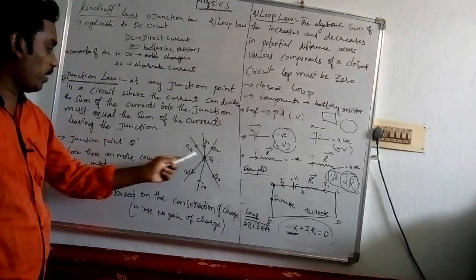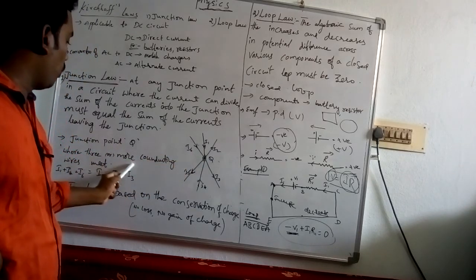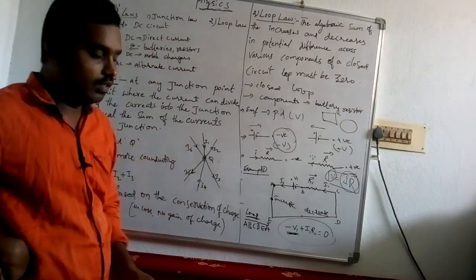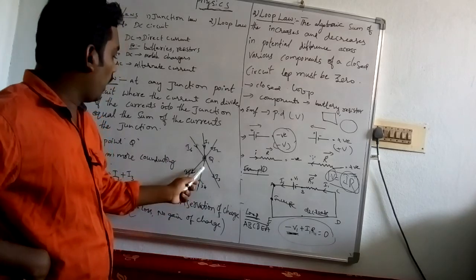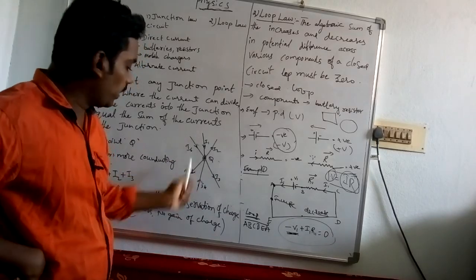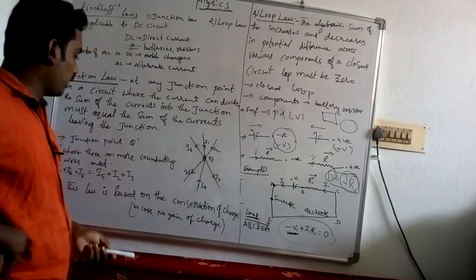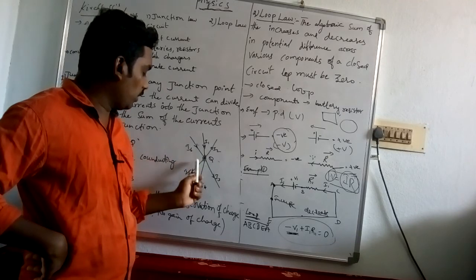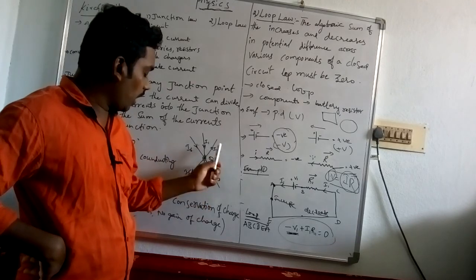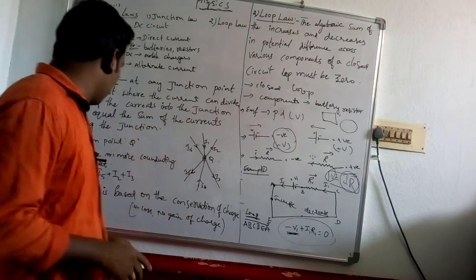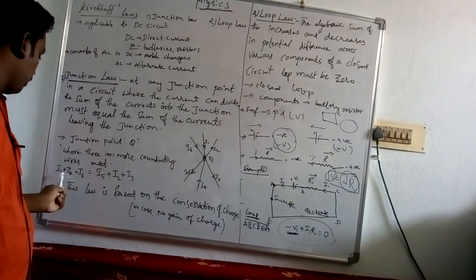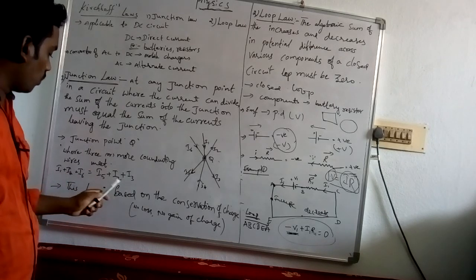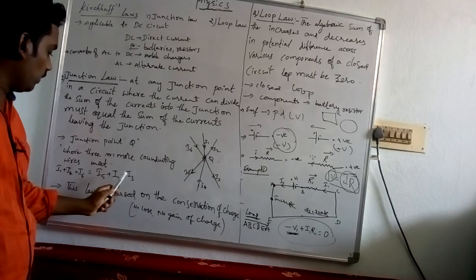Junction point. What is meant by a junction point? Where three or more conducting wires meet. Here how many? Six wires are there. Three are incoming current wires and three are leaving current wires. Here the sum of the incoming currents I1 plus I4 plus I6 is equal to the outgoing current I5 plus I2 plus I3.